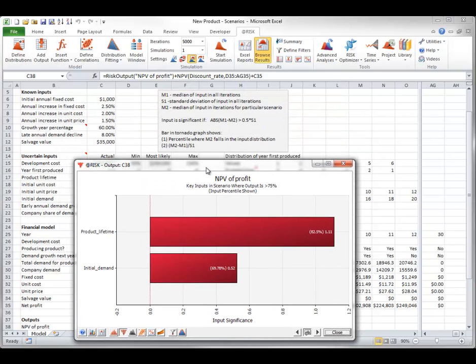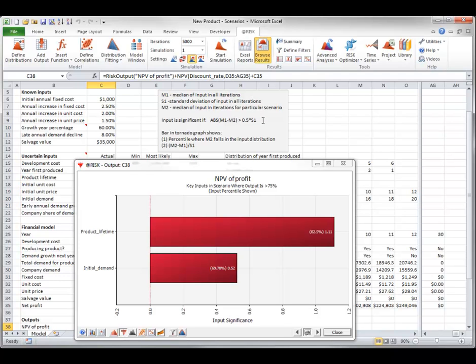The longer story involves @RISK's meaning of "significant," and the numbers in the bars. For each input, this is based on three numbers: the median and standard deviation of the input in all iterations, labeled here as M1 and S1, and the median of the input in the iterations where the output is above its 75th percentile, labeled M2. If the absolute difference between M1 and M2 is greater than half of the standard deviation, the difference between medians is considered significant, and it gets a bar in the tornado graph.